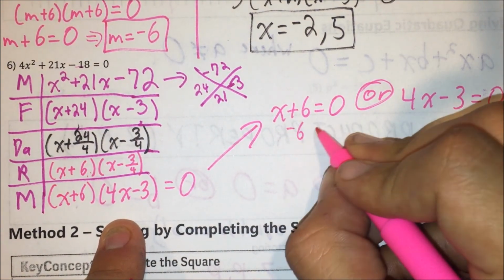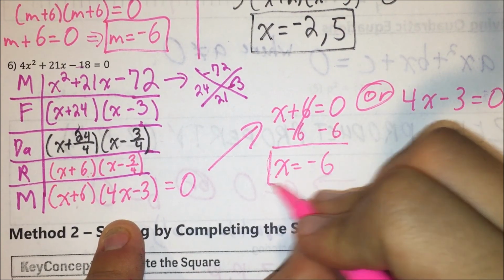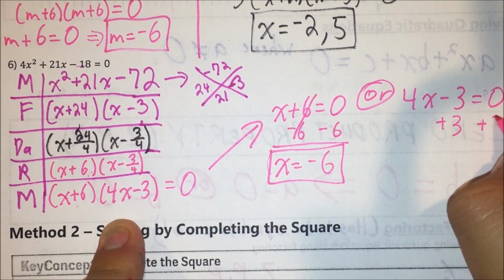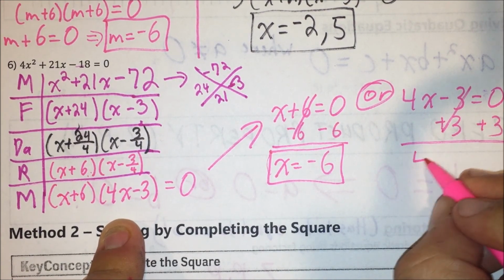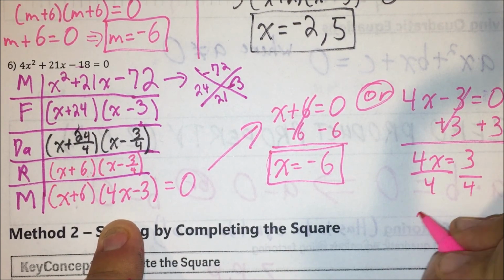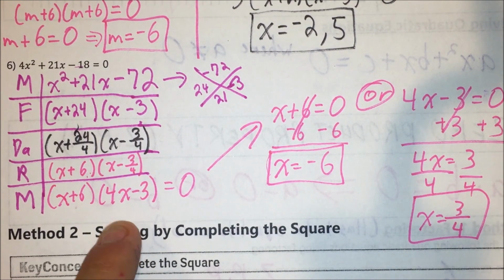This one, subtract 6 on both sides. X is just equal to plain old negative 6. And 4x minus 3, let's go ahead and add 3 to both sides. So that's going to give us 4x equals 3. Got to do a little bit more work, but it's not too bad. X is equal to 3 over 4. Those are our 2 answers.